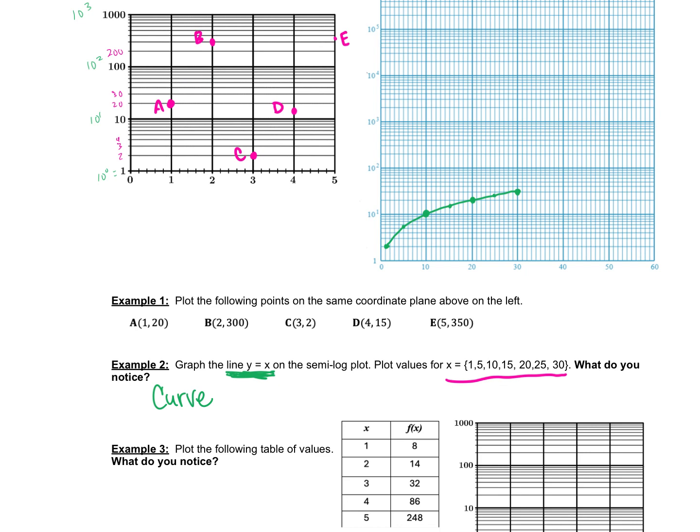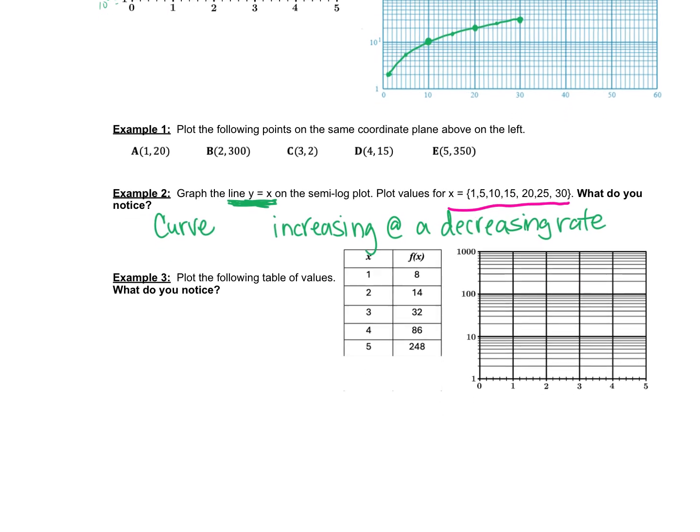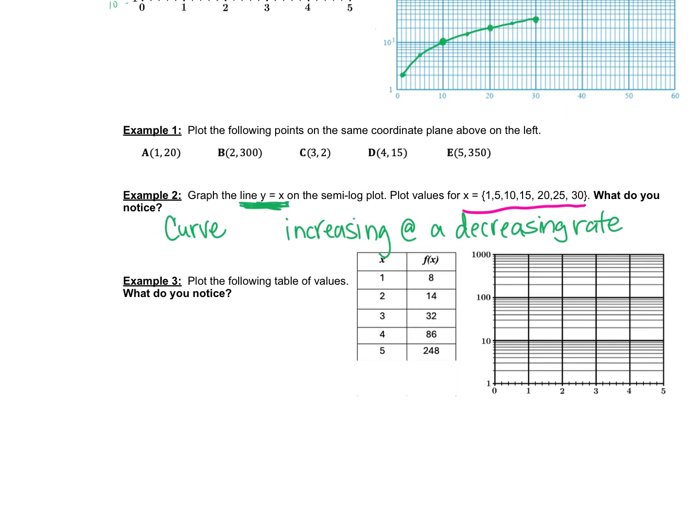What would you say about that curve? It's increasing at a decreasing rate. Y'all are getting so good with that. I'm so proud. Okay, it's concave down. So we know that it's a decreasing rate. Interesting. Let's do the same thing with example 3.